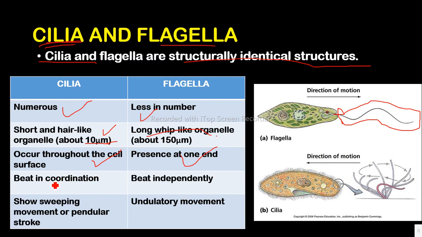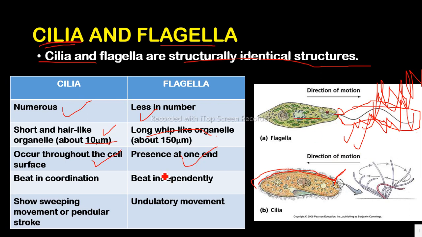Cilia do beat in a coordinated manner. These many cilia beat in a coordinated manner to bring about movement. If they start to beat from here and they are all beating from this side, then they will all beat in a coordinated manner. But for this one, it just whips, and the whipping creates that thrust force, which is going to push the organism forward.